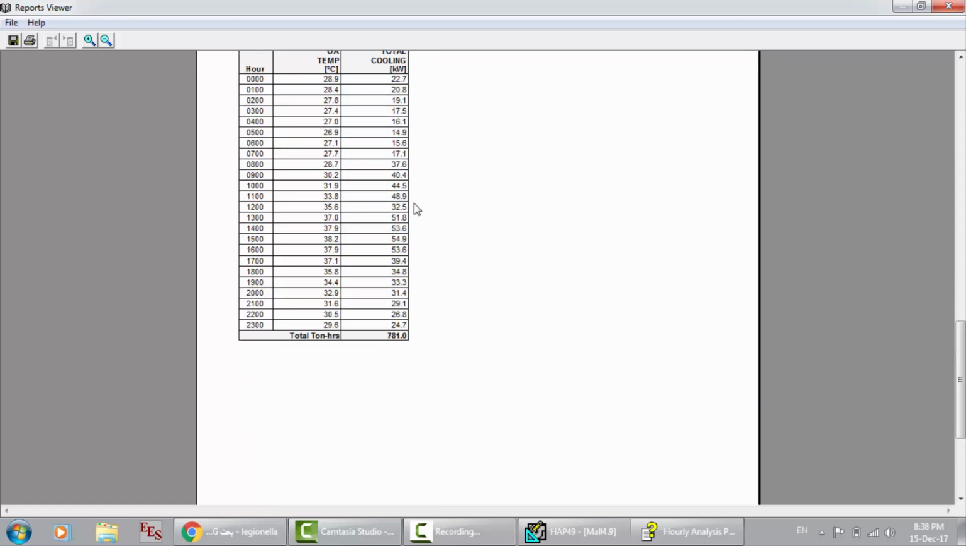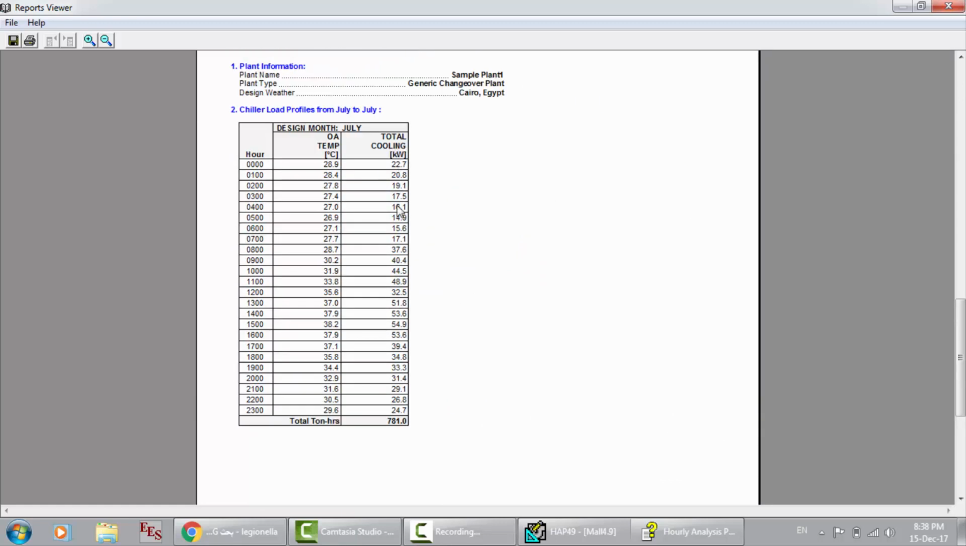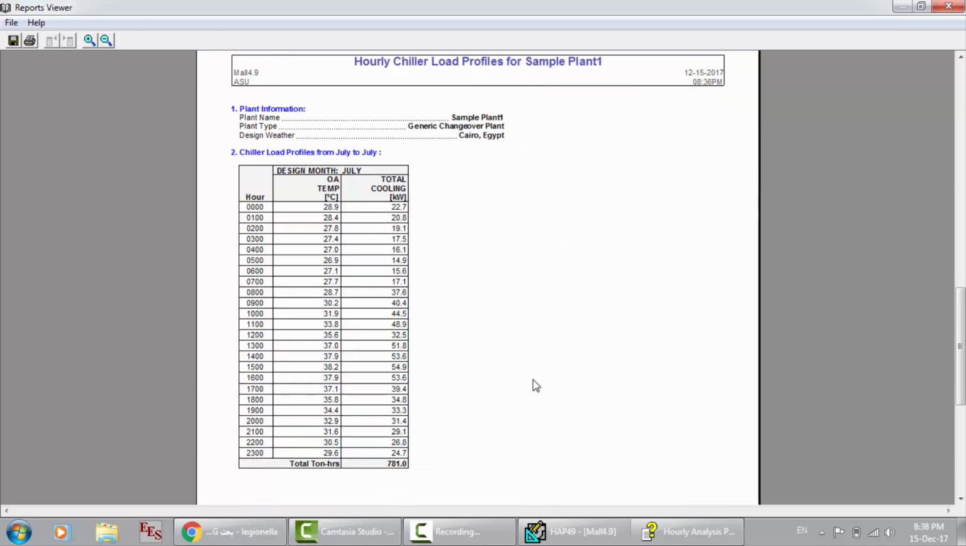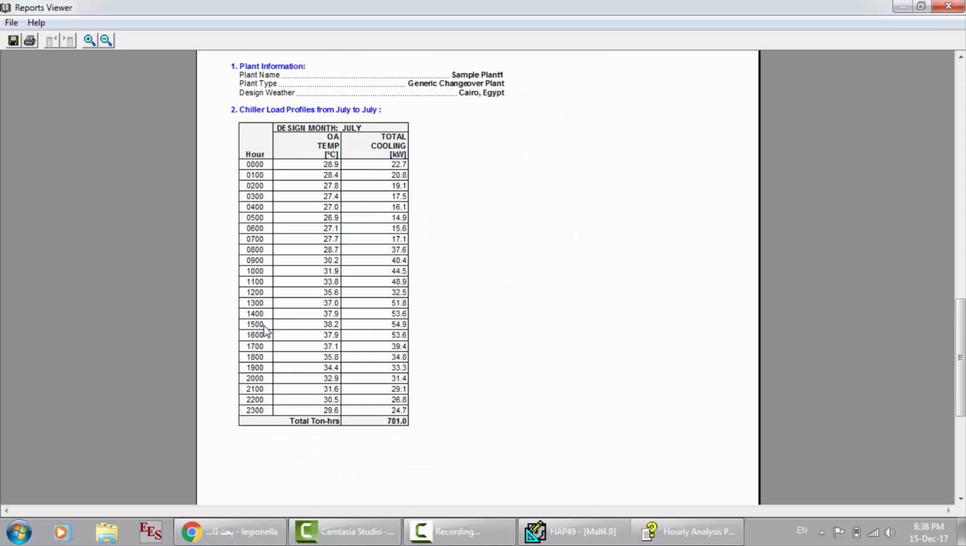And here you can get the peak of this plant. Notice it's at July 1500. On July 1500, it is the maximum. Okay, and here's the total.